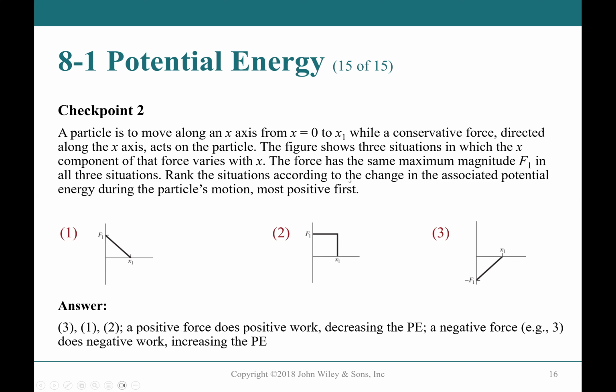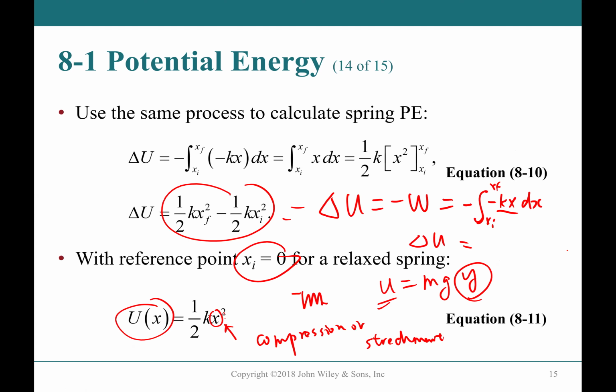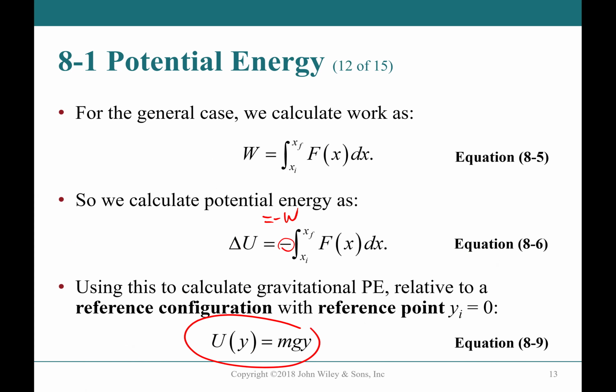Rank the situations according to the change in associated potential energy during the particle's motion, most positive first. You need to understand the definition here: change of potential energy is the negative of the integration. What we know from calculus is that doing integration for a function f(x) gives the area under the curve, right? So integration is the area under the curve.